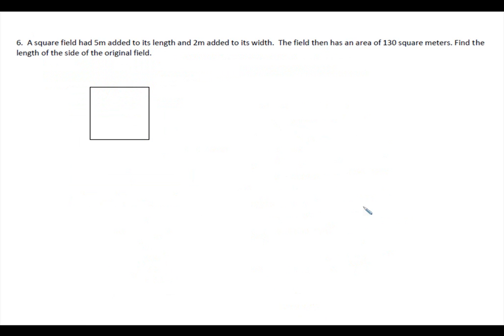All right, take a look at number 6 here. It says a square field, right? So we have a square, it says it's a square field, had 5 meters added to its length and 2 meters added to its width. So first of all, if it's a square, right, we know all the sides are equal. So what they're doing is they're adding 2 meters here, and they're adding 5 here to the square field, right?